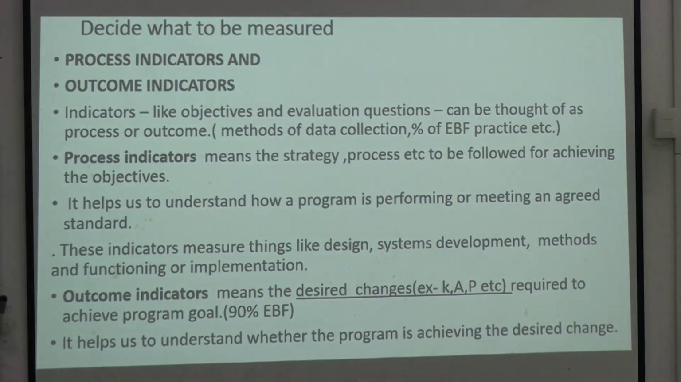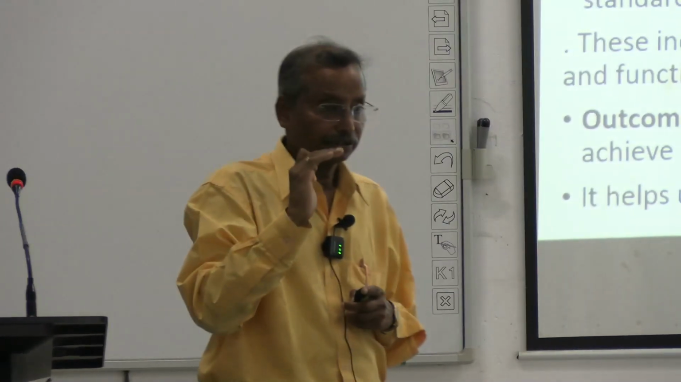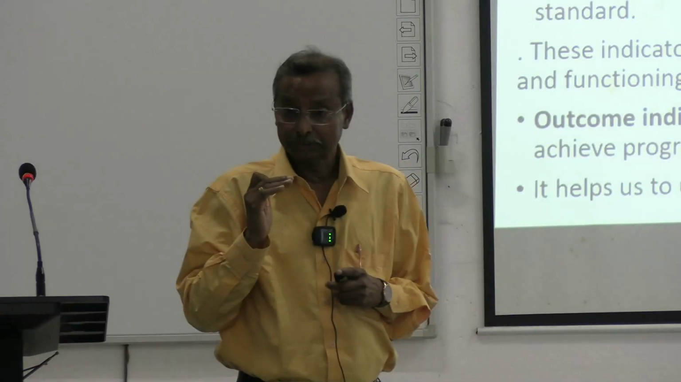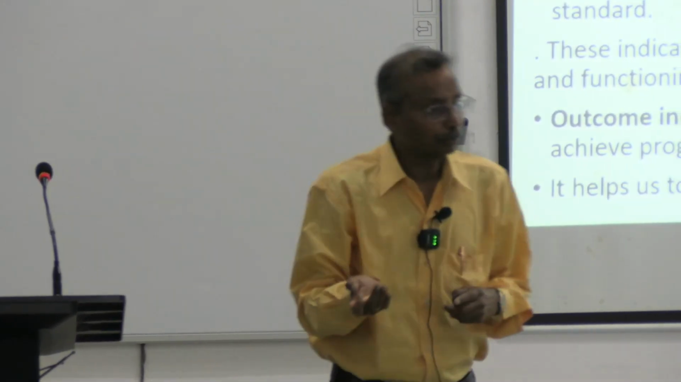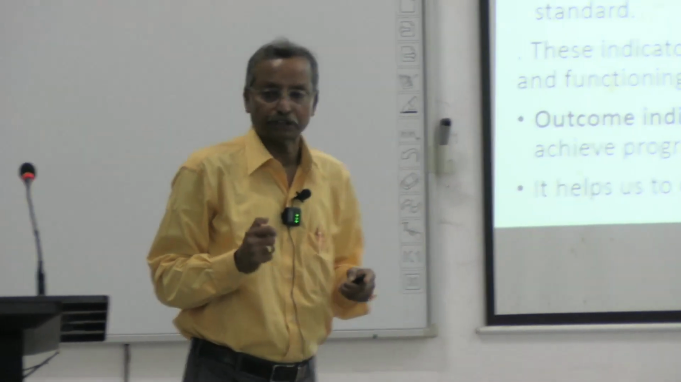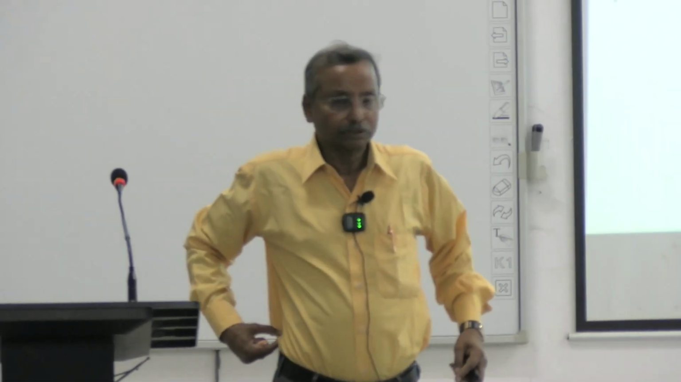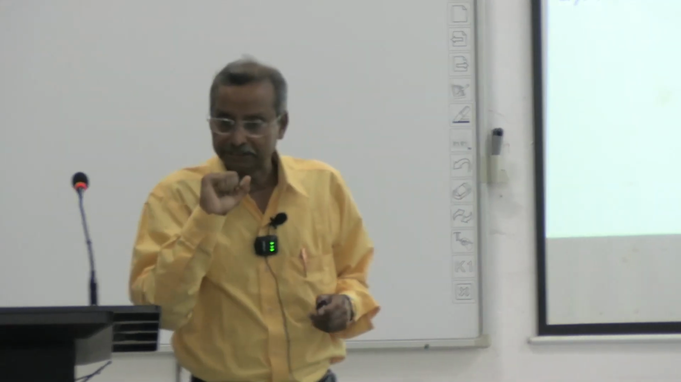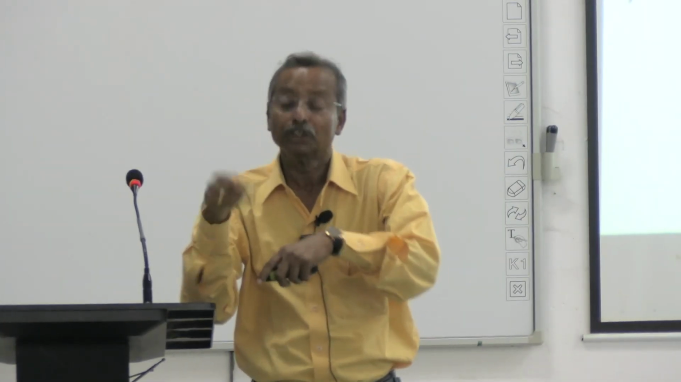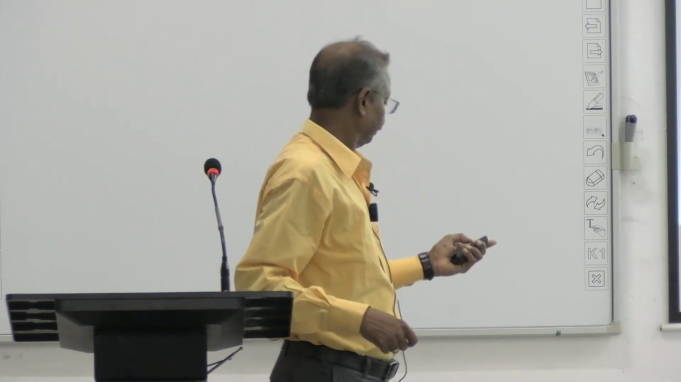Next is outcome indicator. That means desired changes. When a program was planned and implemented, our objective is to change. What change? The negative things have to be changed to become positive. For example, before implementing the program, 60% of the mothers practiced exclusive breastfeeding. That means 40% did not practice. So we have to change these 40% to 0%. Then it will be added with 60%, it becomes 100%. So desired change.